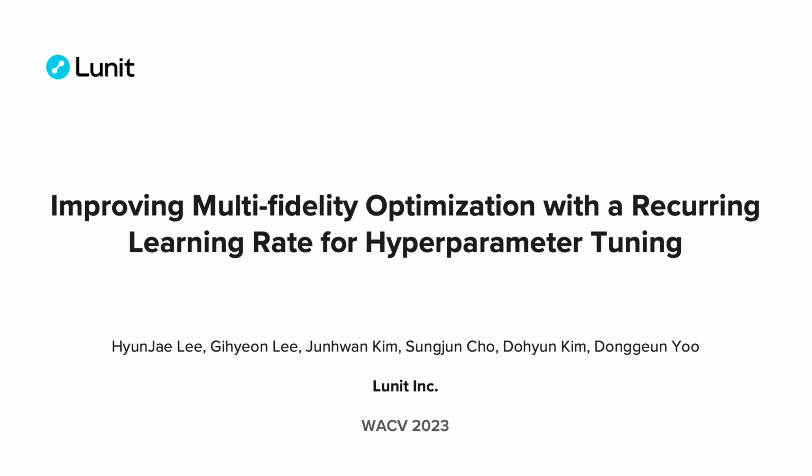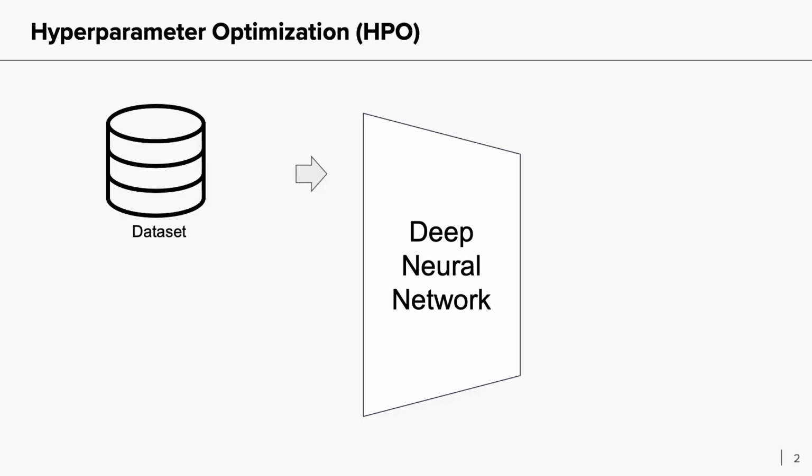Today, I would like to share our work improving multi-fidelity optimization with a recurring learning rate for hyperparameter tuning. Despite the huge success of deep learning, the performance of CNNs is greatly affected by the choice of hyperparameters.